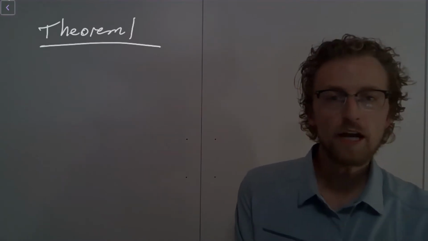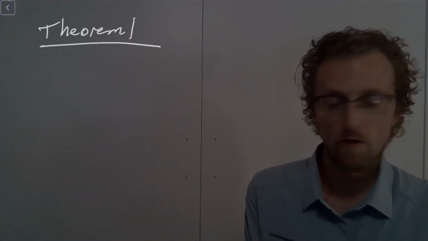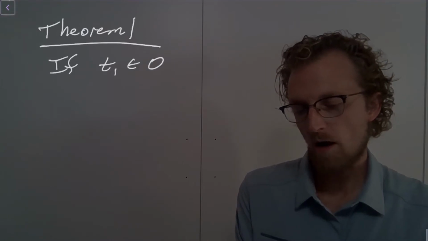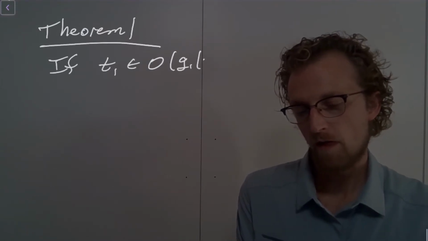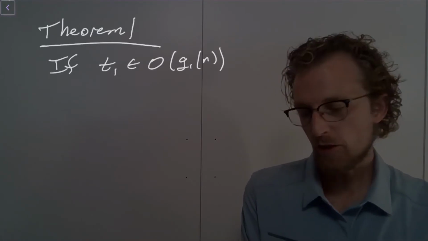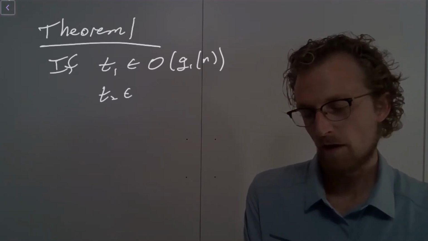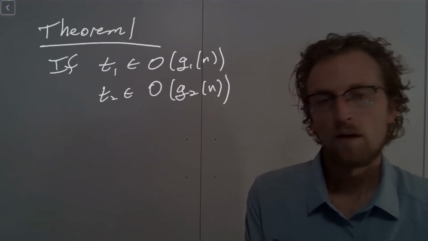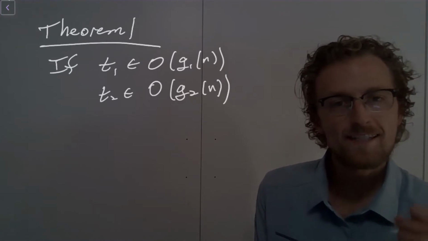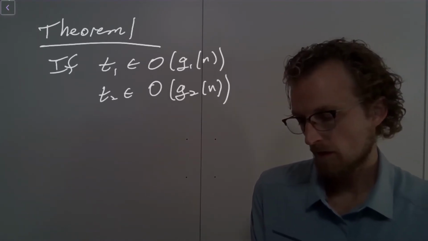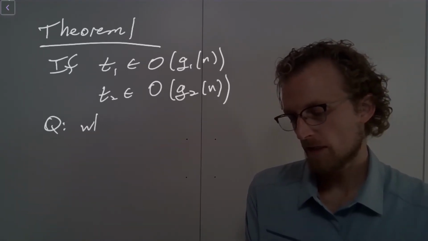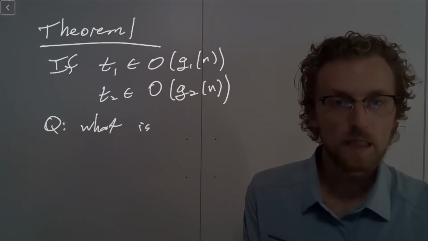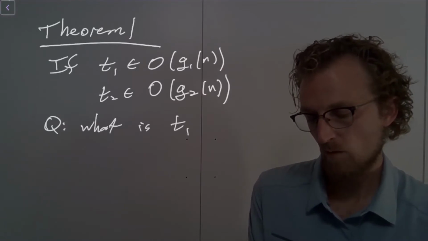Okay, so suppose I have two functions. I'll call them t1 and t2. So t1 is big O of g1 of n. And t2 is big O of g2 of n. Then I want to understand what the sum of these two functions is. So the question is, what is the order of growth for t1 plus t2?